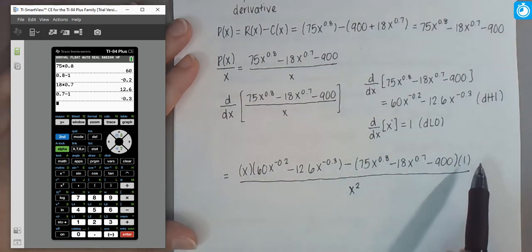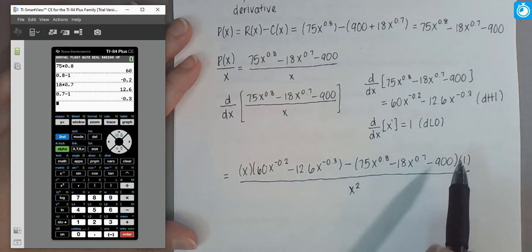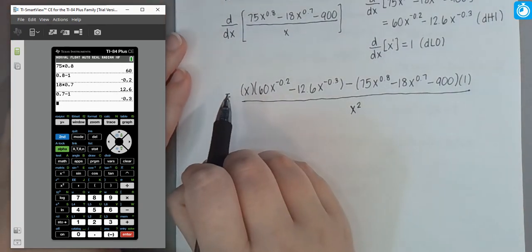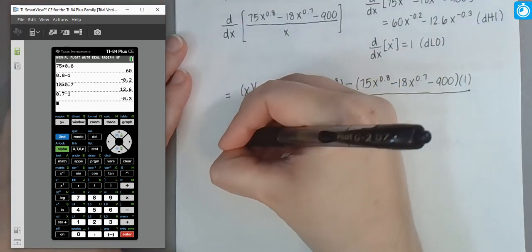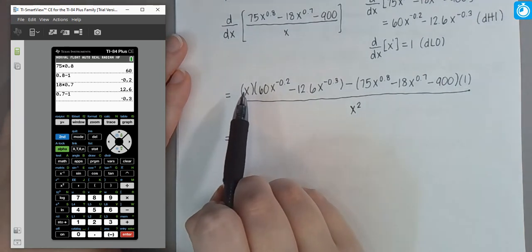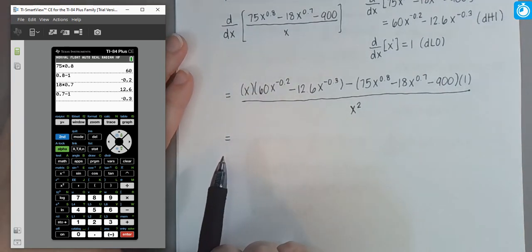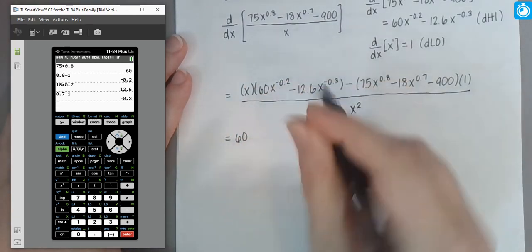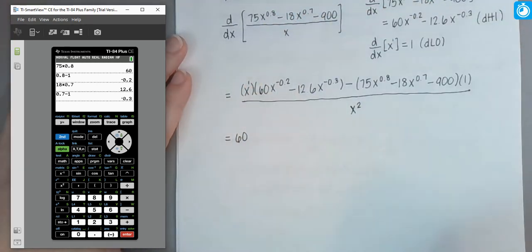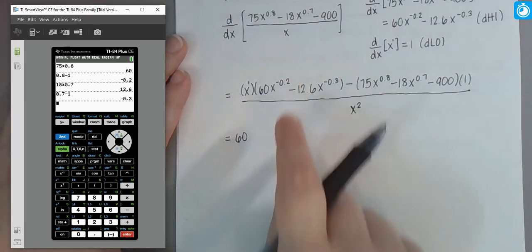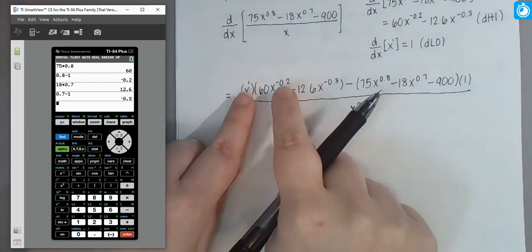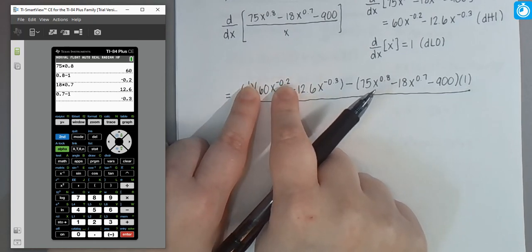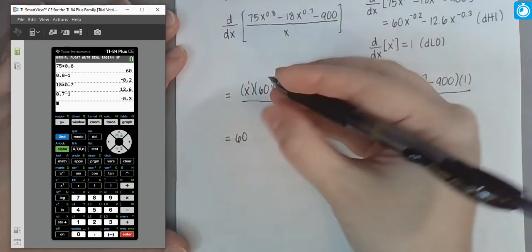Okay, let's just clean all of that up. Now notice this second part, we're just multiplying by 1, so nothing special happens there. We do need to distribute the x for the first pair though. So x times 60, x to the negative 0.2. Well, first off, the coefficient will be 60. And then we have x to the first power times x to the negative 0.2. So because the bases are the same, we're adding our exponents. So 1 plus negative 0.2 is going to be positive 0.8.